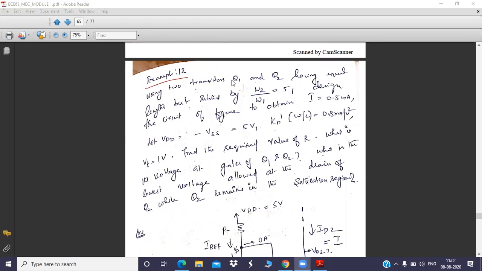So here it is said that using two transistors Q1 and Q2, having equal length but related by W2 by W1 equal to 5. Means their width ratio is going to be different, but the channel length is assumed to be the same. So you can't say that the two devices are identical, but as far as the channel length is concerned, it is the same, but the width ratio is different. That is, the second channel width is 5 times that of the first one. Now you are supposed to design the circuit of the figure to obtain I equal to 0.5 milliamps.